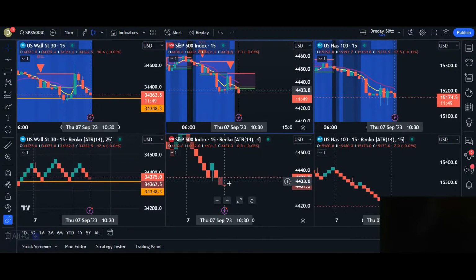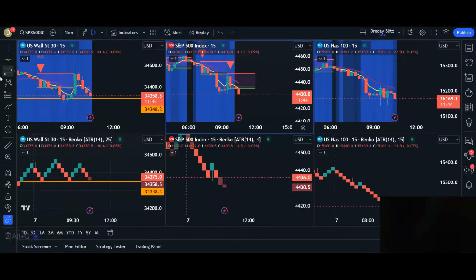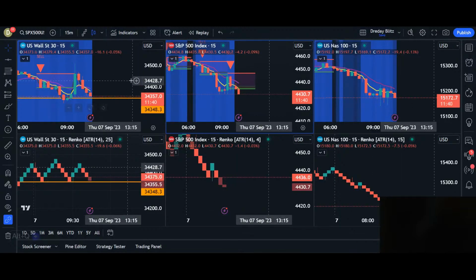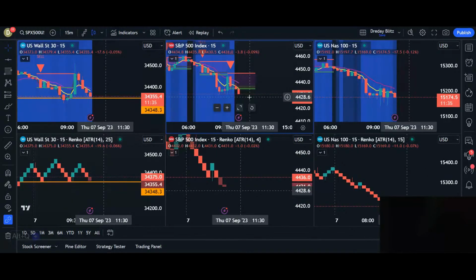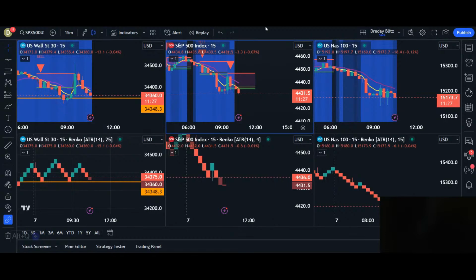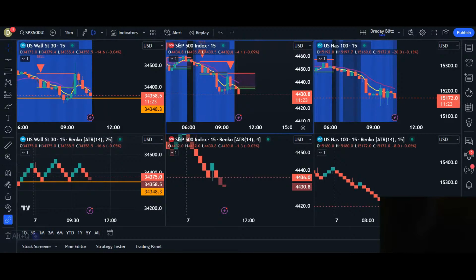So we'll see how it goes. US 30 here is starting to go down, and Nasdaq is starting to push down here. So we'll see on the next candle what's going to happen.